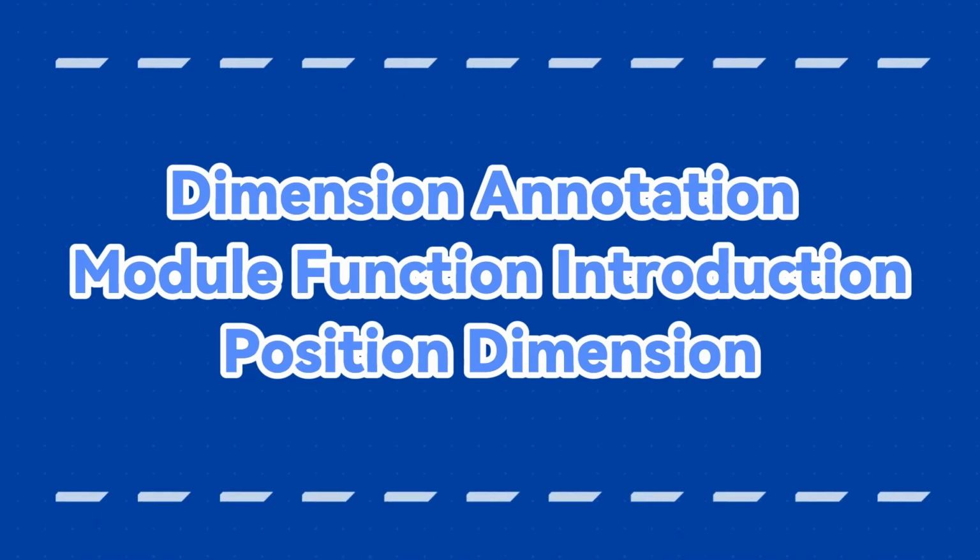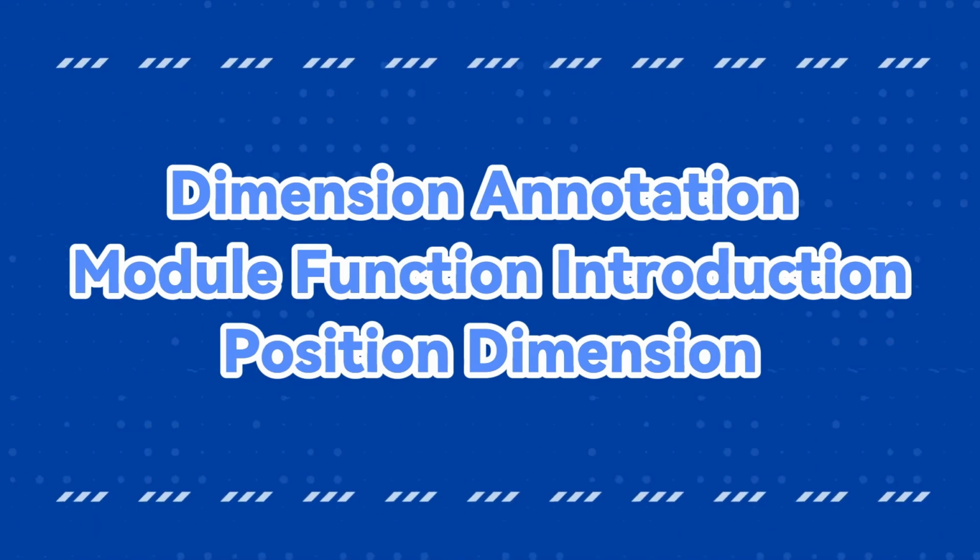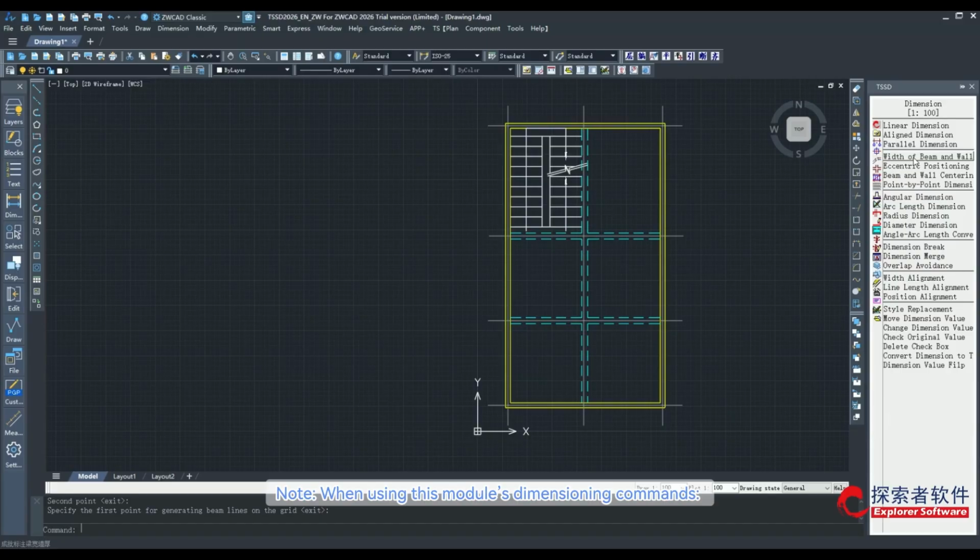Dimension Annotation Module Function Introduction. Position Dimension. Note, when using this module's dimensioning commands, beam lines must be placed on either the beam or beam SE layer. Wall lines must be placed on either the wall or wall BR layer.